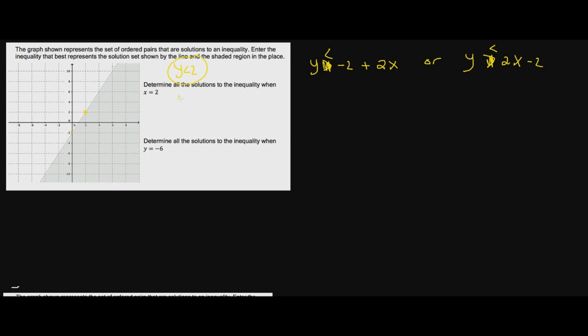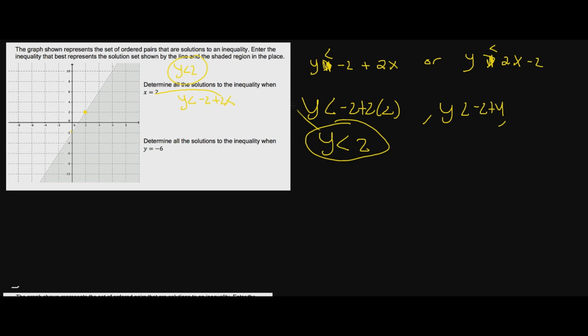So let's write the inequality. I guess I'll write this one here, -2 plus 2x. Now let's take the 2, plug it in for the x. We get y is less than -2 plus 2 times 2. We get y is less than -2 plus 4. And then we finally get y is less than 2, which is exactly what we got right there. Okay, that's just kind of showing you.